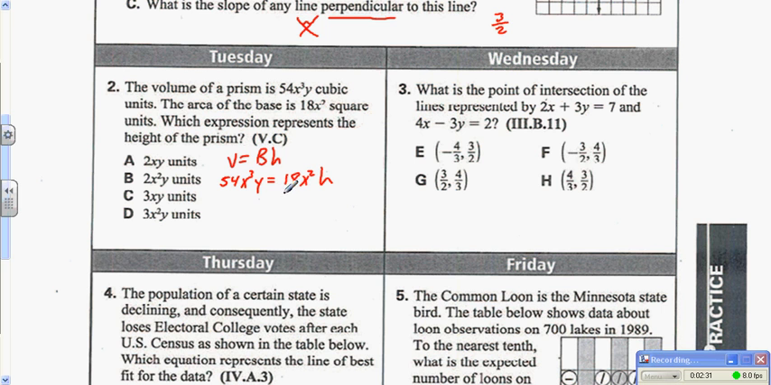To solve for height, we would divide both sides by what we don't want, which is the 18x squared. That would give us h isolated, because these cancel. And now we have this, which is what we do need to simplify. We have 3 x's in the numerator position and 2 x's below. So that means we can take out both of those, and it would leave 1 on the top.